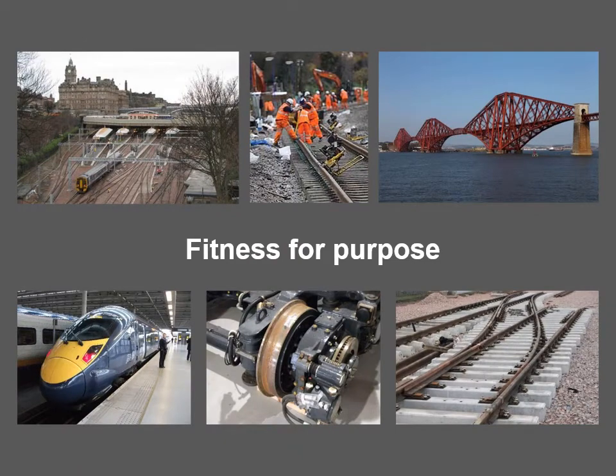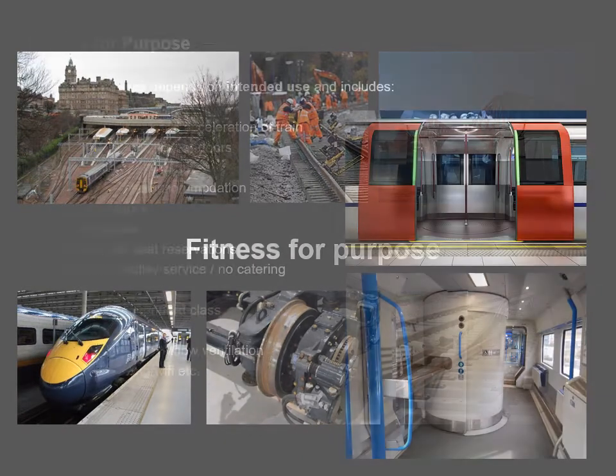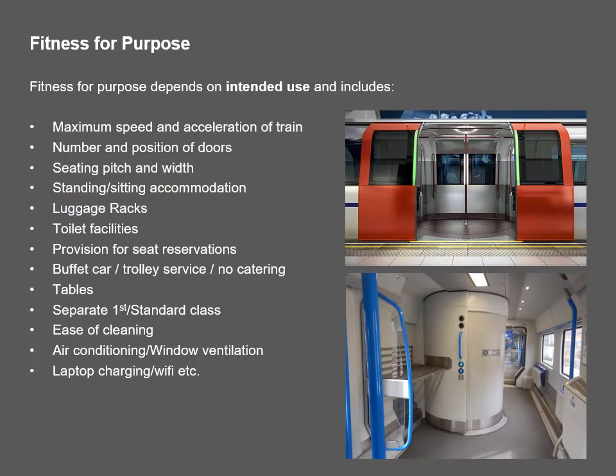So we're now going to examine what we mean by fitness for purpose. Fitness for purpose depends on the intended use and can include the maximum speed and acceleration of the train, the number and position of the doors, the seating pitch and the width, whether there's standing or sitting accommodation, for example in an underground train or a long distance train, provision for luggage storage, toilet facilities, provision for seat reservations. We might also need a buffet car or trolley service. We might have some tables. We could also separate first and second class. And everything has to be cleaned easily.